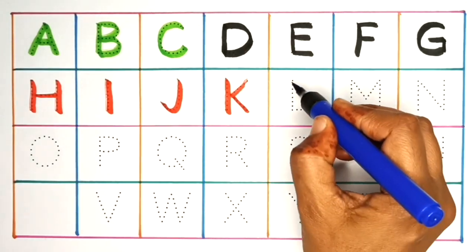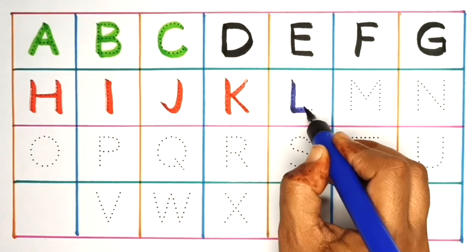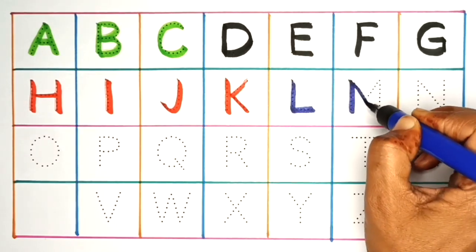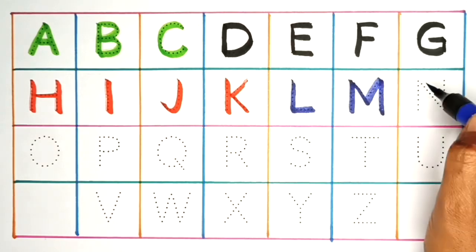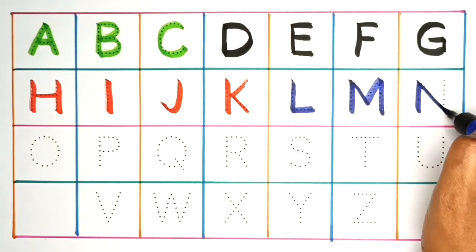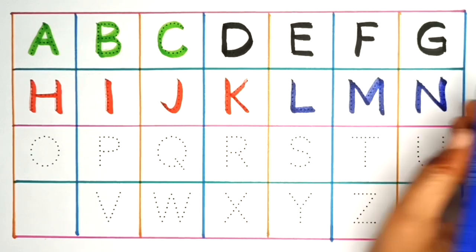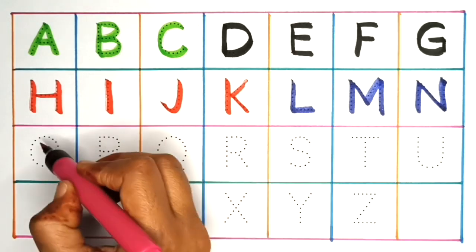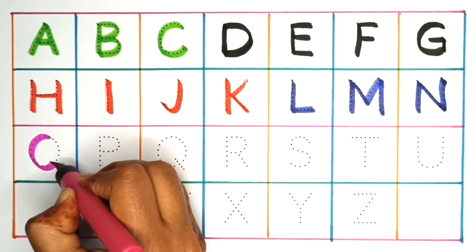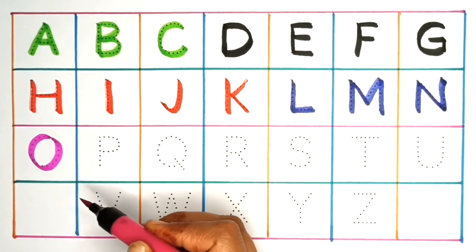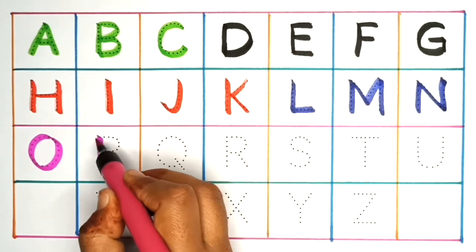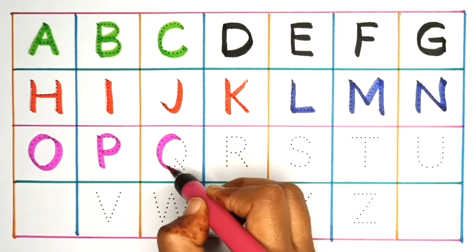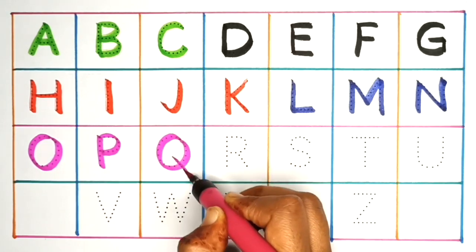Blue color, L for lion, M for monkey, N for nest. Purple color, O for orange, P for parrot, Q for queen.